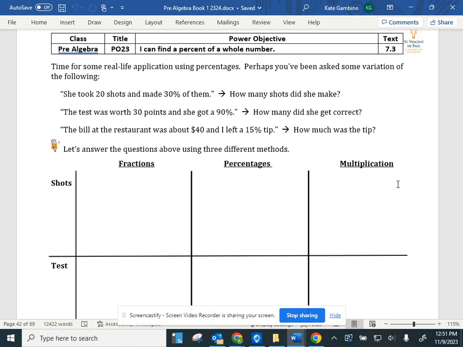The test was worth 30 points and she got a 90%. How many did she get correct? Or the bill at the restaurant was about $40 and I left a 15% tip. How much was the tip? We're going to figure out how to answer these questions.